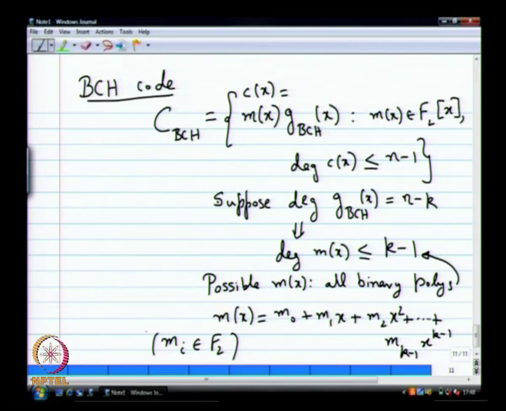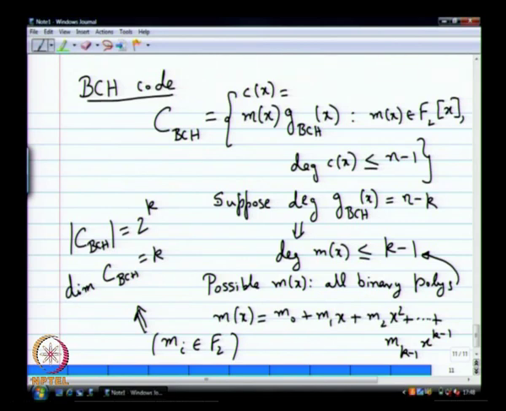So this implies the size of C_BCH equals 2 power k, and then the dimension of C_BCH equals k. There is a subtle point I have to show here. I have to show that C_BCH is actually a subspace of F_2^n, and that is not too difficult to show. You can start at the definition and show it is a valid subspace.